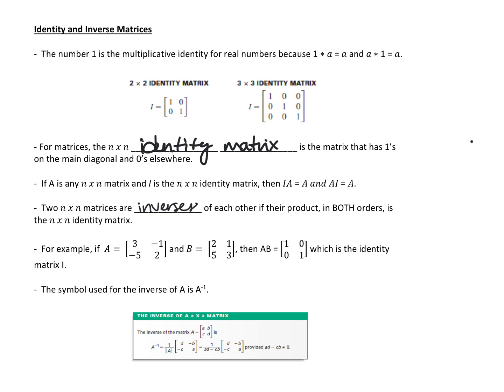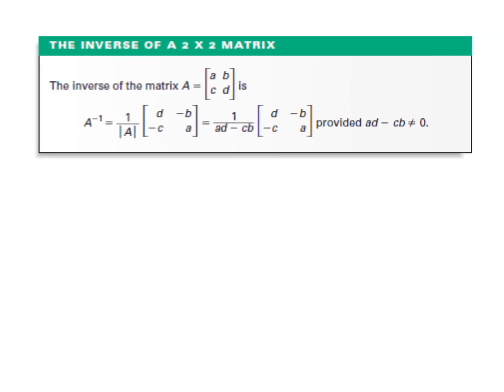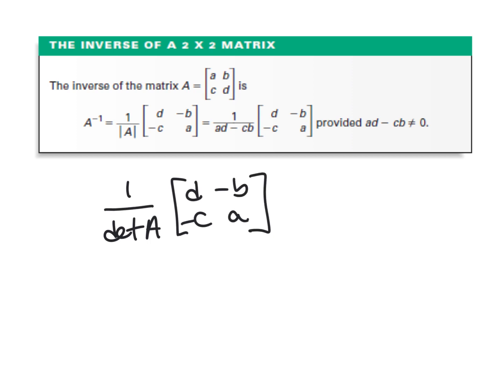Here's how we find inverses. To find the inverse, you're going to do 1 divided by the determinant of A, times the matrix D, negative B, negative C, A. Remember, AD minus CB, the bars around A, that's all it's saying: determinant.